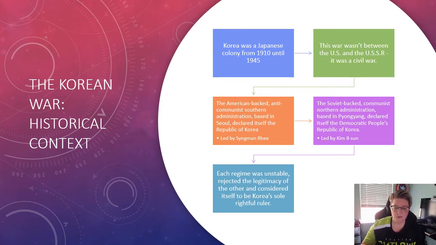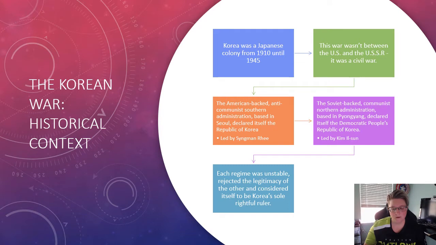Okay, so Syngman Rhee actually lived in exile in the United States for a lot of years. He was then installed as the South Korean leader by the Office of Strategic Services, which, in case you have no idea what that means, is the predecessor to the CIA, the Central Intelligence Agency.